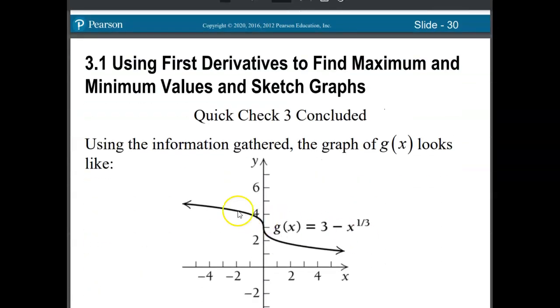Okay, here's the graph. That verifies what we just did. Decreases. Notice here the tangent line is vertical, so it has an undefined slope, right? That was our critical point. But then it continued to decrease, right? Which did not lead to a max or a min.